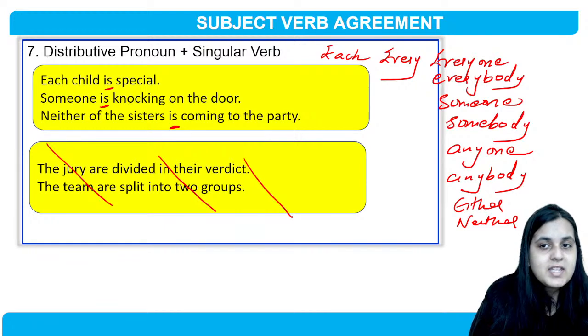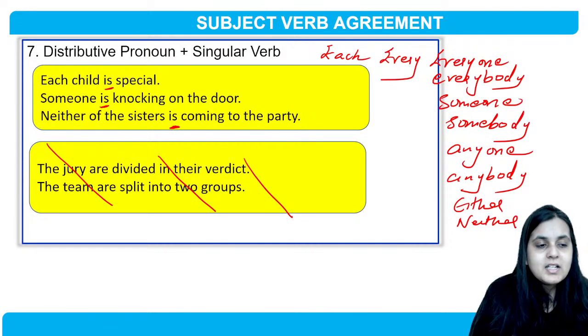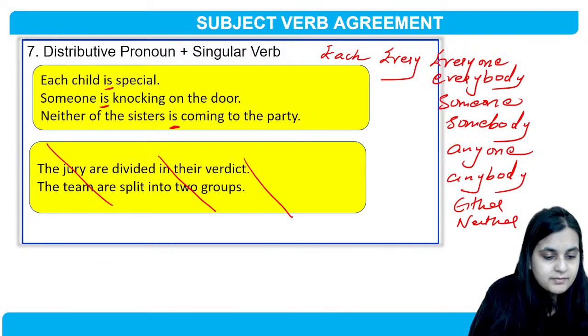So each, every, everyone, everybody, someone, somebody, anyone, anybody, either, neither, all of this have to be treated as singular. Okay, because the focus is on one body, one single body or one single individual. So all of this have to be treated as singular.